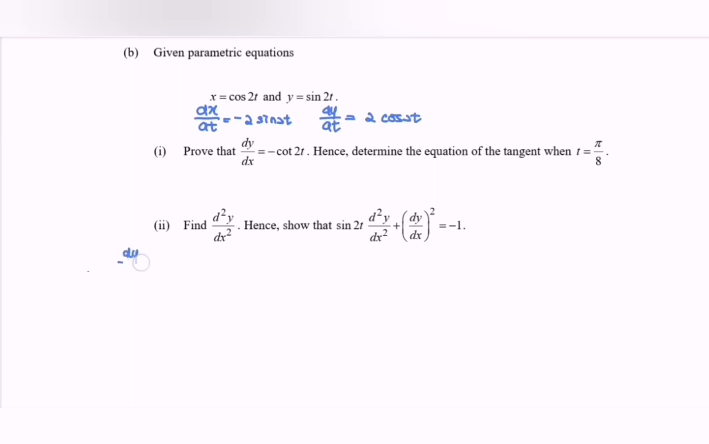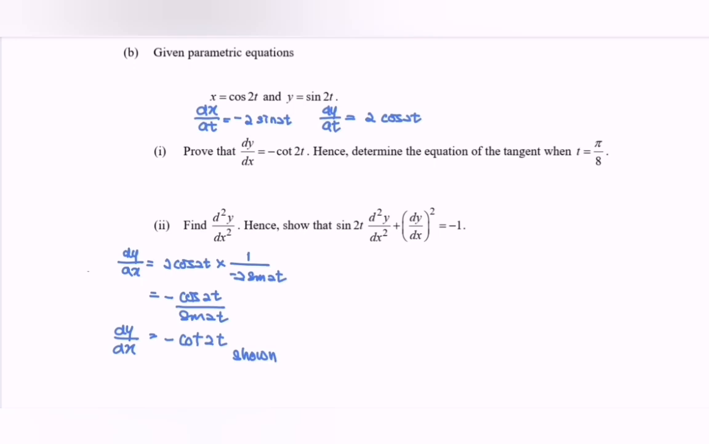So the dy/dx equals dy/dt, so 2 cos 2t multiplied with dt/dx. So meaning that we have to flip the situation, negative 2 sine 2t. So in here we have the negative cos 2t over sine 2t. So based on the trigo function, cos over sine, we have cotangent 2t. So that is the dy/dx, and we already shown the situation.